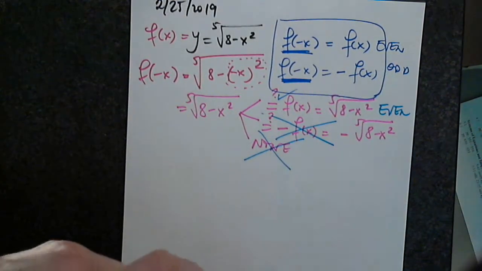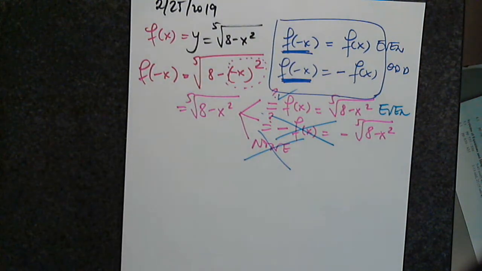This is correct. So I evaluated f at negative x, and it happened that the answer was completely simplified back to the original function. Done. The function is even, which means that if we need to graph it, it will be symmetric with respect to the y-axis. Awesome. Well done.